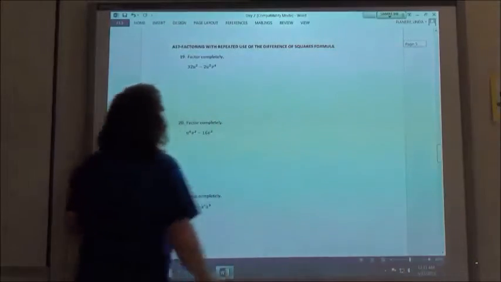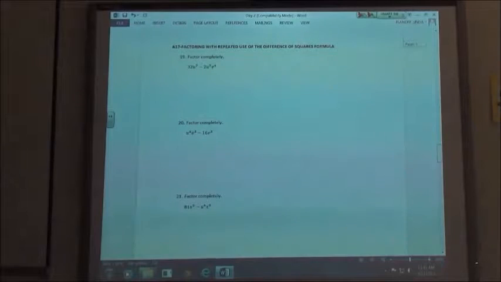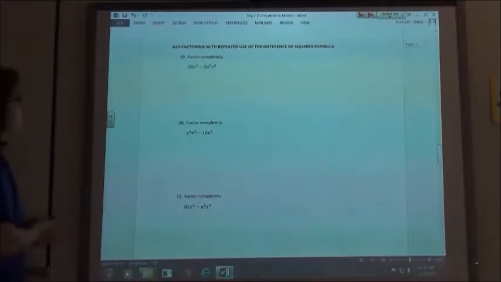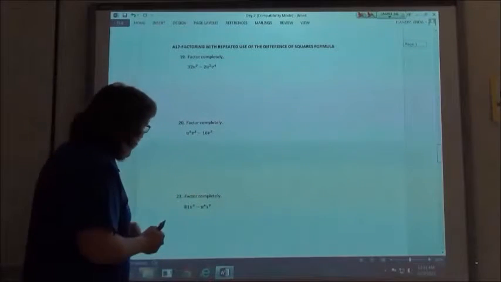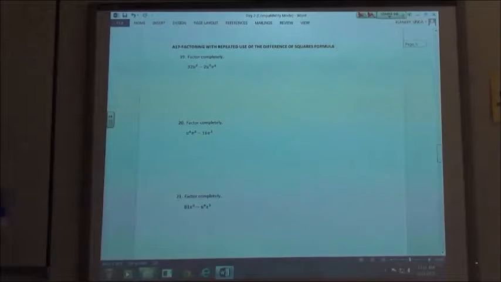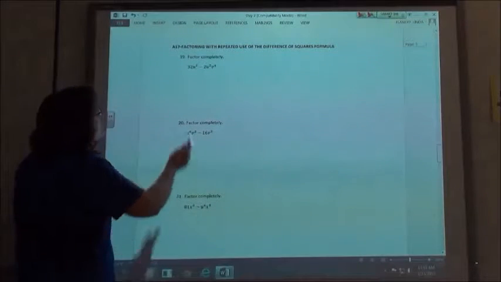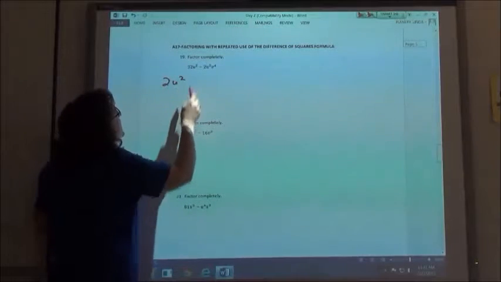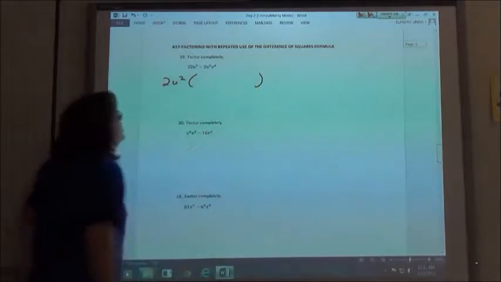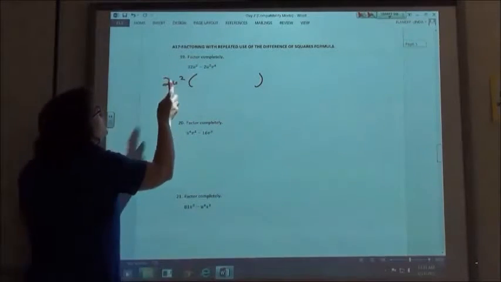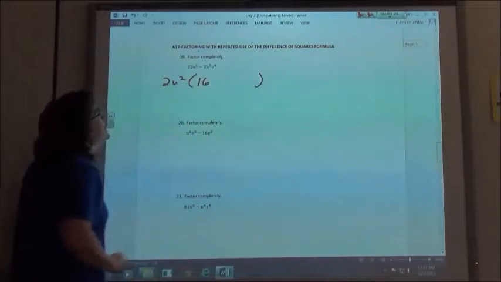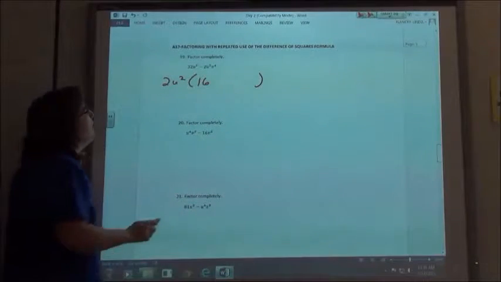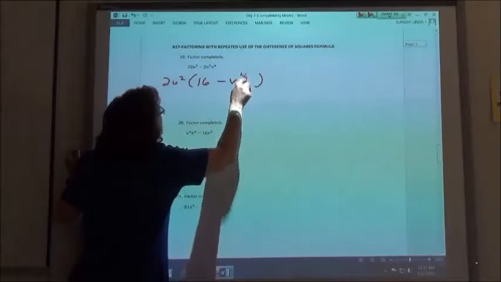Now the next one again tells me to factor completely in the directions. The name of it is factoring with repeated use of difference of squares. So you'll see where that comes in, where I have the repeated use of the difference of squares formula. But again, it says factor completely, and whenever it says factor completely, there's my sign, take out the greatest common factor first. So in this case, I can divide both of those by 2, and they both also have a u squared. Can't take out any v's. So if I take the 2u squared out of there, 32u squared divided by 2u squared just leaves me a 16, minus 2u squared v to the 4th, going to leave me a minus v to the 4th.